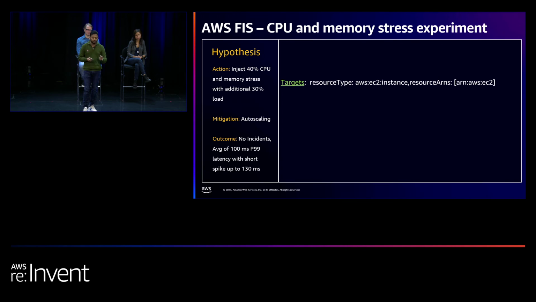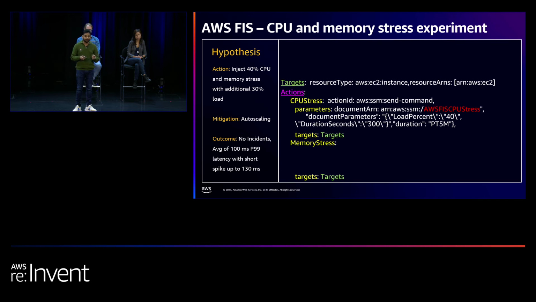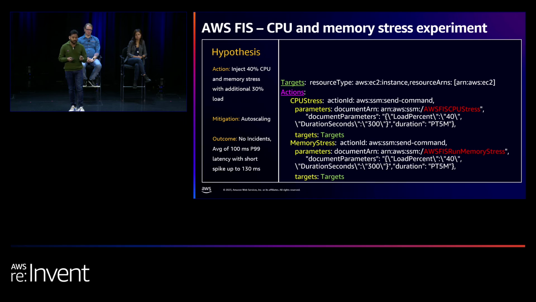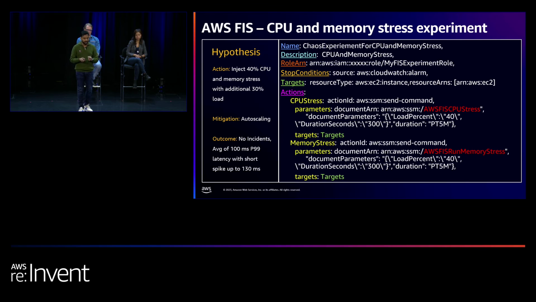And the targets are EC2 instances, and we are using resource ARNs to classify all our instances and make sure that we are leveraging this experiment on those targets. And these are the actions. The actions include a Systems Manager command that's introducing CPU and memory stress, and these actions are executed against those targets of EC2 instances. And this is the whole template for you.